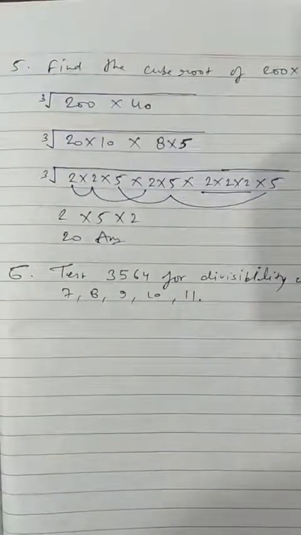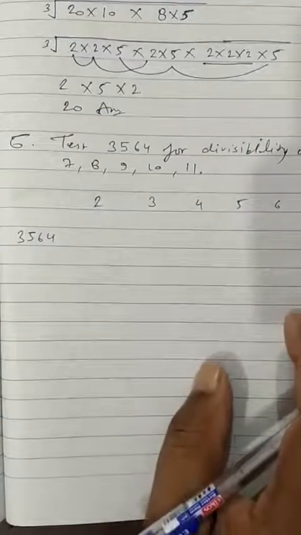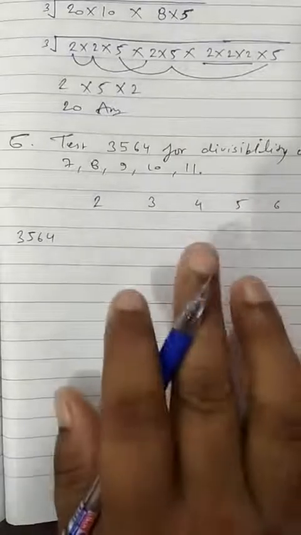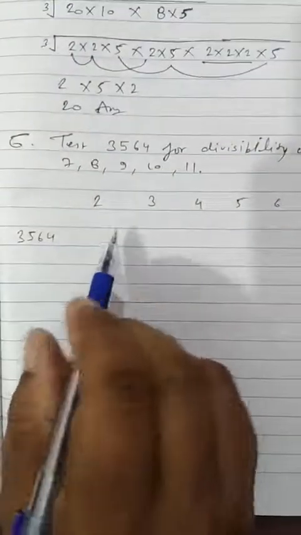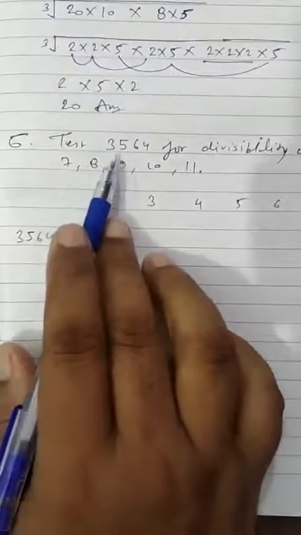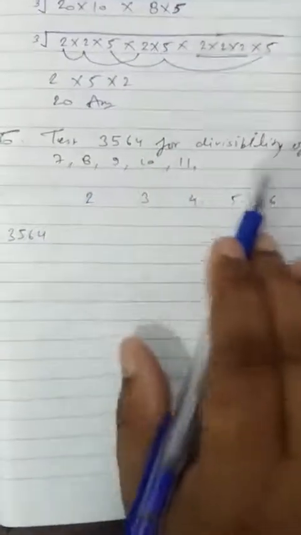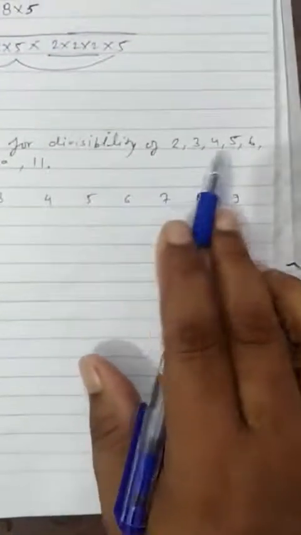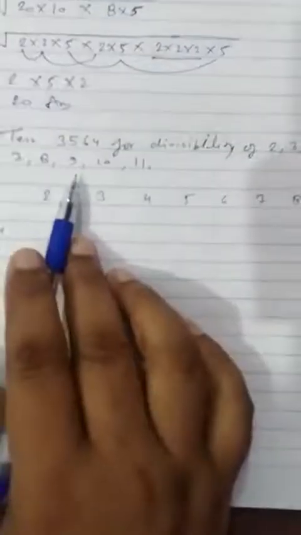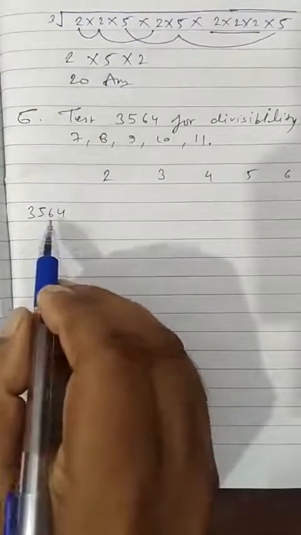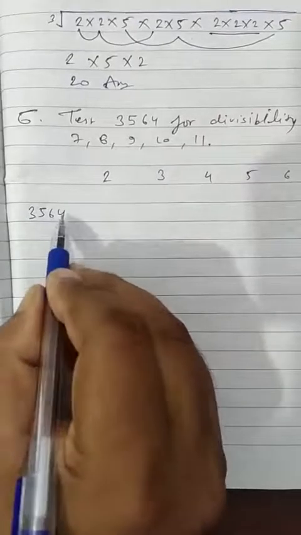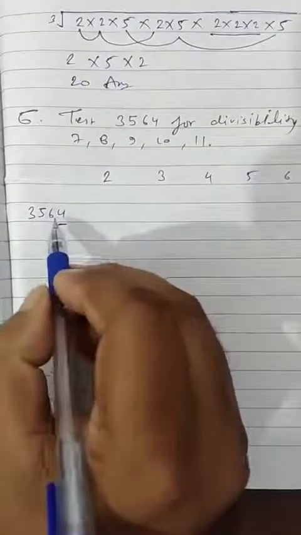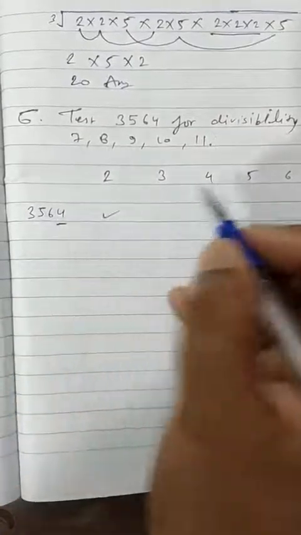Now the next question is from chapter number 5, Playing with Numbers. Test 3564 for divisibility by 2, 3, 4, 5, 6, 7, 8, 9, 10, 11. So for divisibility by 2, this number is an even number because its unit digit is 4, so this number will be divisible by 2.